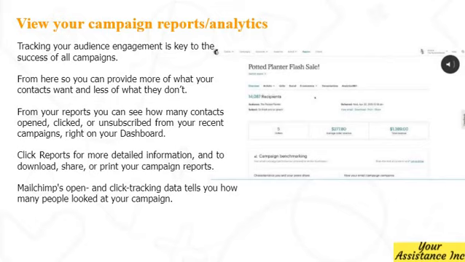The other people that didn't open, I could just send them emails from time to time, but I would focus more on those that open my emails, because I know they are interested in what I have to offer. All right, so let's go back to how to view your reports and your analytics. Tracking your audience engagement is key to the success of all campaigns. That's true, because you're able to know which campaigns perform better. You're able to know the kind of content that people like, because of the more opens and the more click-throughs. That's something I forgot to mention.